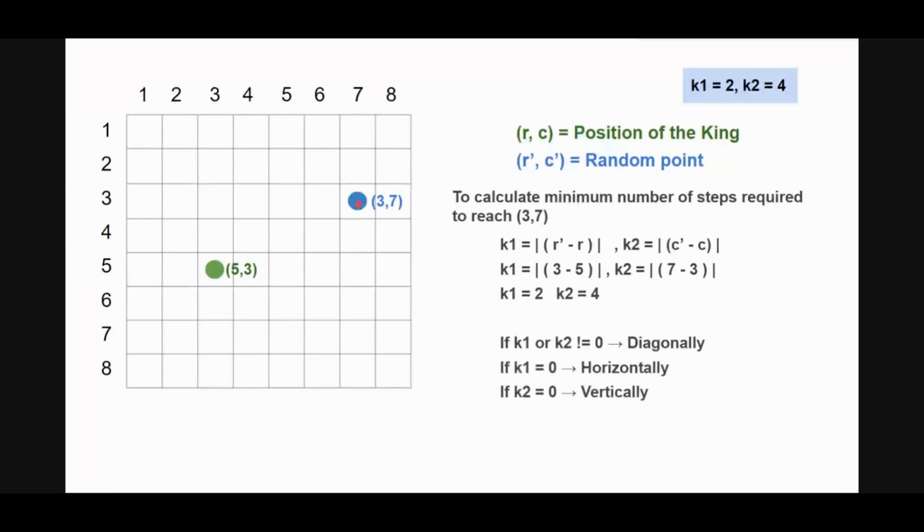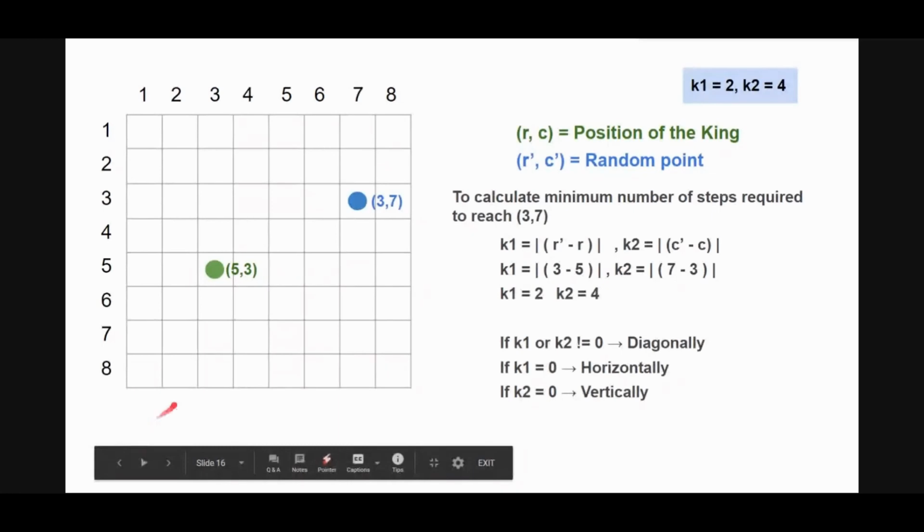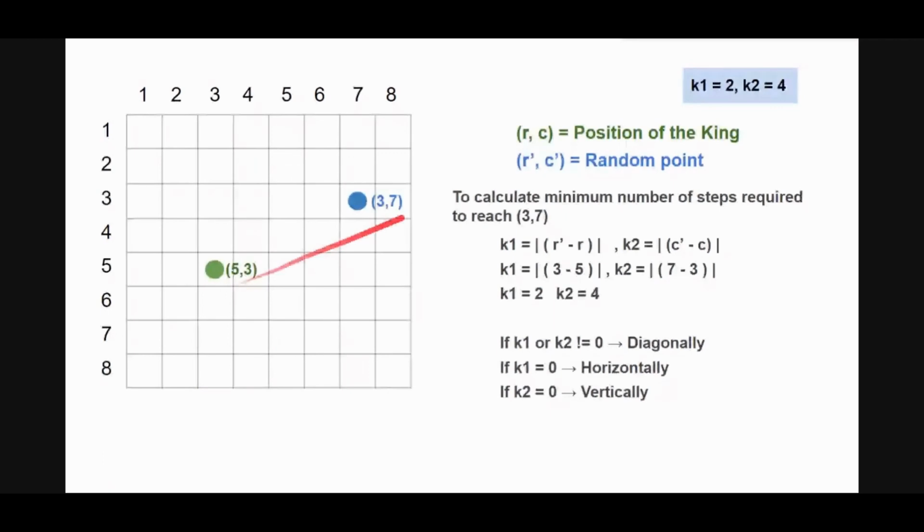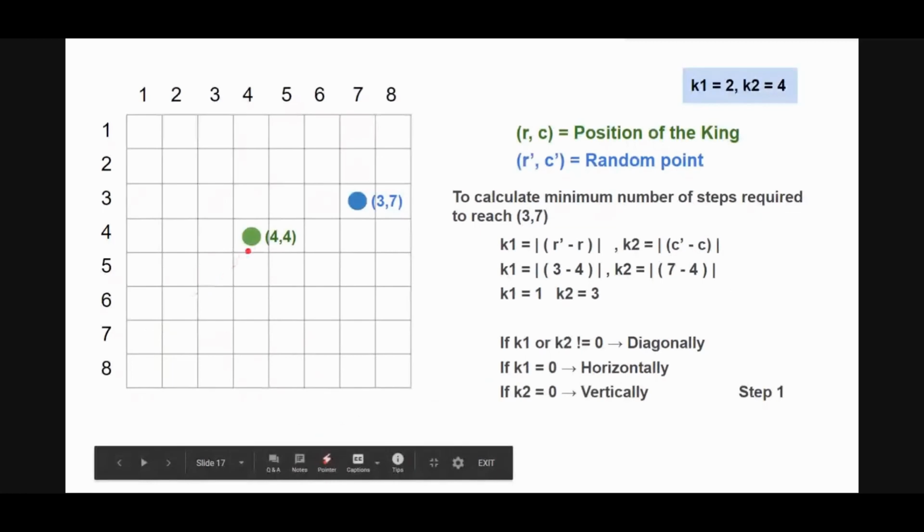Now, if we don't have this diagram, how will we come to know when to start moving horizontally or vertically? That we will see in the upcoming slides. This is the initial position of the king. So we'll preserve these values of k1 and k2 for now. If k1 and k2 are not equal to 0, then we move diagonally. So this was the first step of the king.